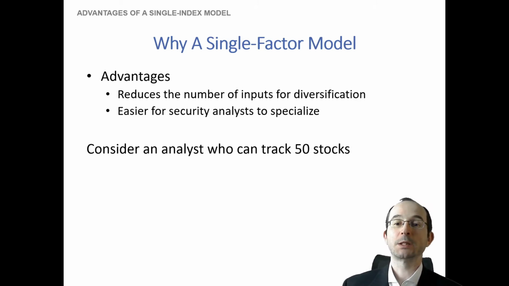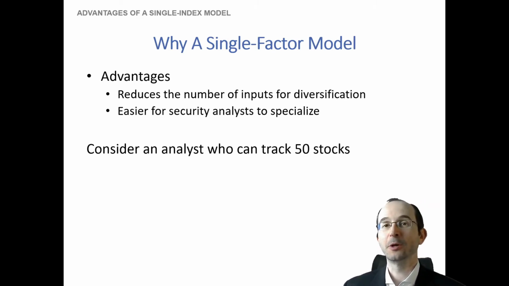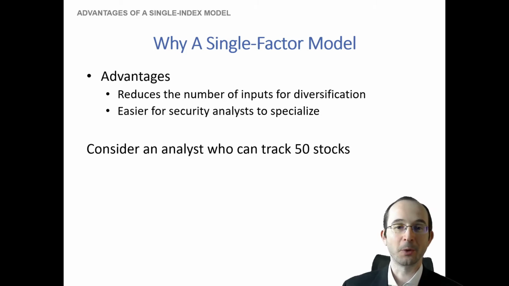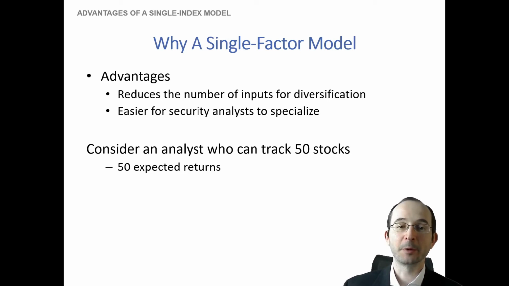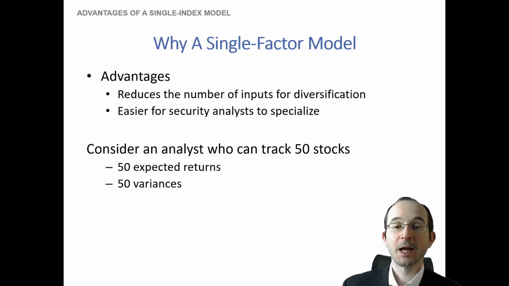And we now want to construct a portfolio of the firms that we follow for our clients. We want to build them an optimal portfolio of the firms that we know about. Well, that means that we need to calculate inputs for the Markowitz model. Remember, we need 50 expected returns, and we need 50 variances, and we also need that variance-covariance matrix, so we have to have covariances.